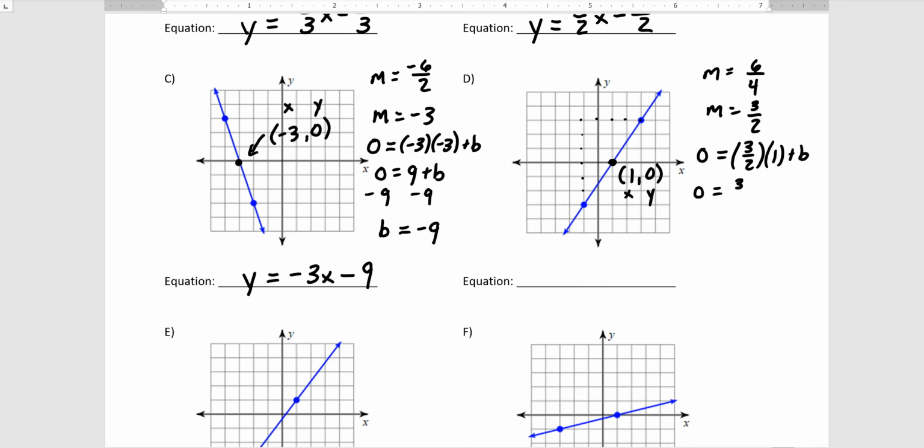So 0 equals 3/2 plus b. To get b all by itself, I just subtract 3/2. 0 minus 3/2 is just -3/2. So b equals -3 over 2. All right, so if b equals -3/2, that means my equation is y equals 3/2 x minus 3/2. And that's C and D.